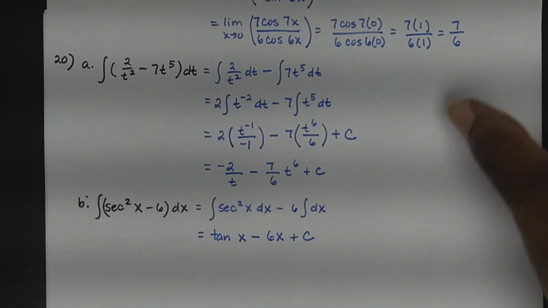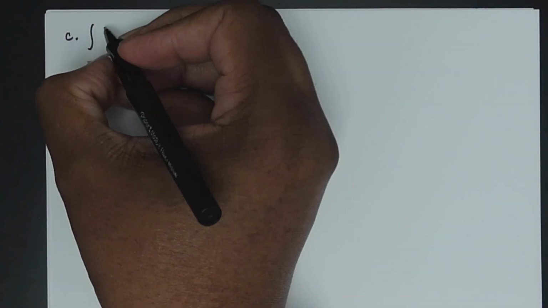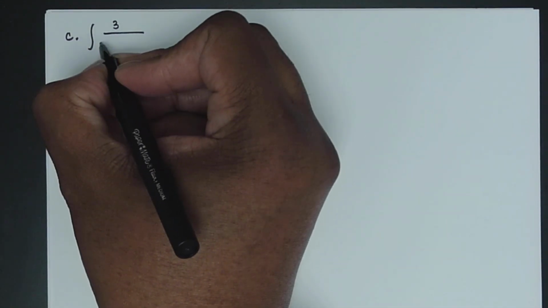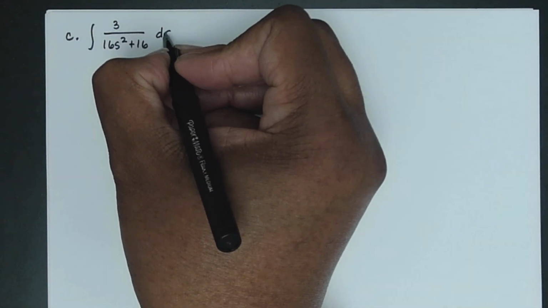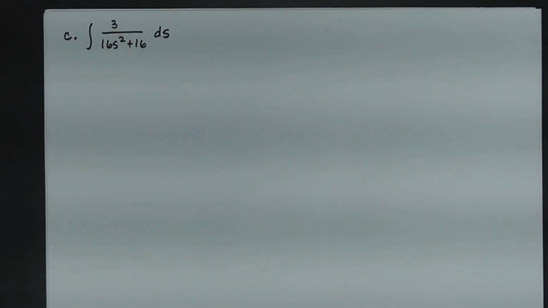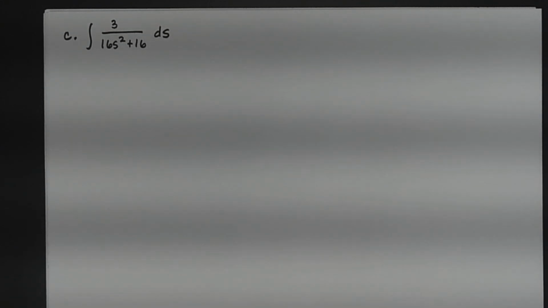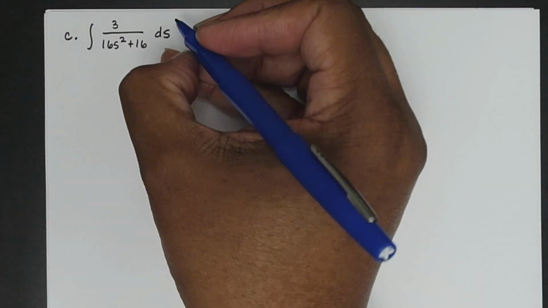Okay? And then part C looks like this. The integral of 3 divided by 16s squared plus 16 ds. And in this case here, that denominator, I'm going to pull out the common factor, which is 16.